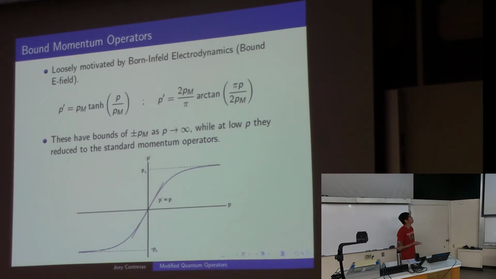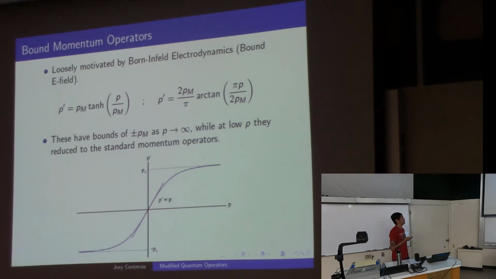And it really comes from this idea of bound momentum operators. In fact, we started with the bound momentum operators and then modified the position such that the relationship would be maintained. Now, this is loosely motivated by Born-Infeld electrodynamics, where there's such a thing as a bound electric field. So here, we have the operators that are simplified in the way I said at low p, and they also have bounds of plus or minus p_m at very, very high p.